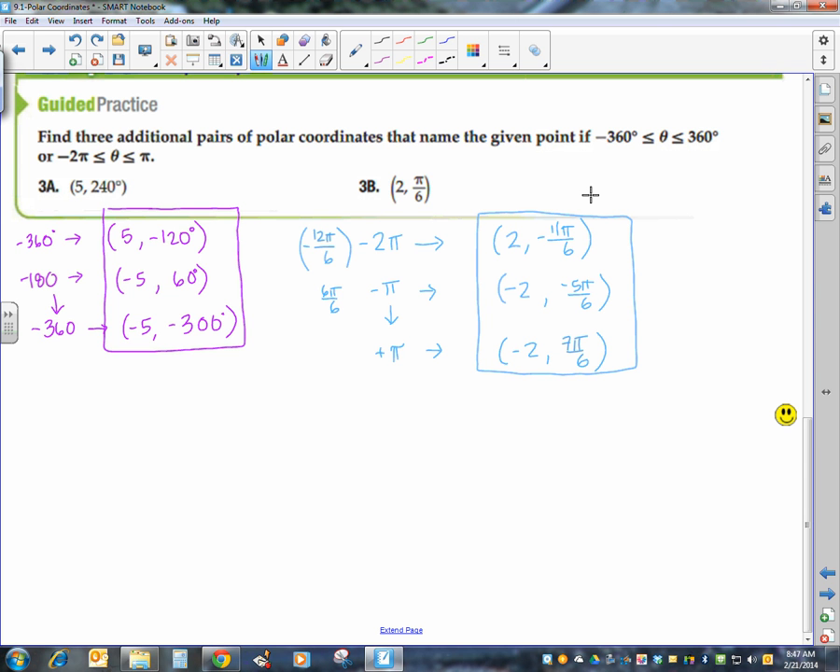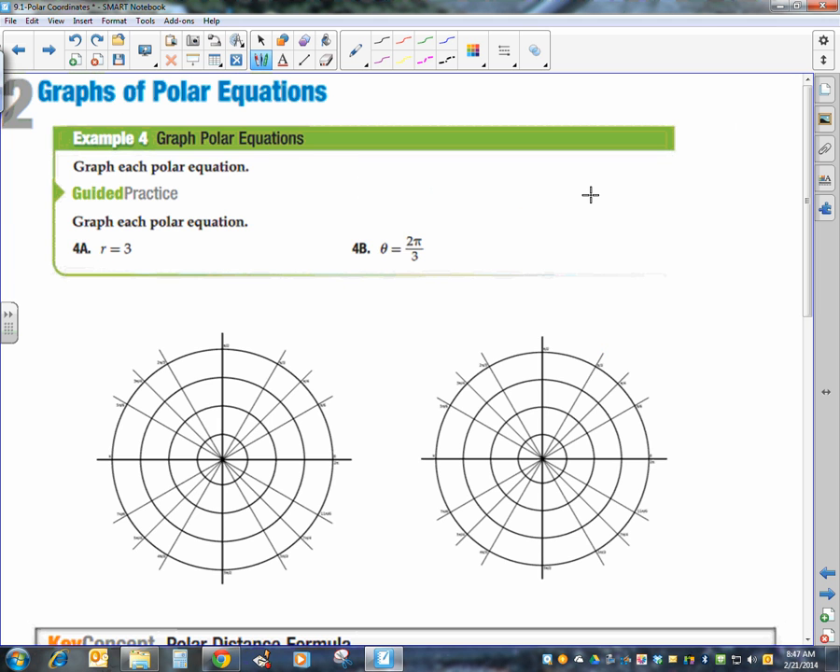Okay? All right. The next thing we have to talk about are some simple equations in polar form. In polar form, graph each polar equation. r equals 3. I told you to do it twice, but you only have to do it once. Okay? Think about where r is 3. So if I start here at 0 degrees, r is 3. 1, 2, 3.